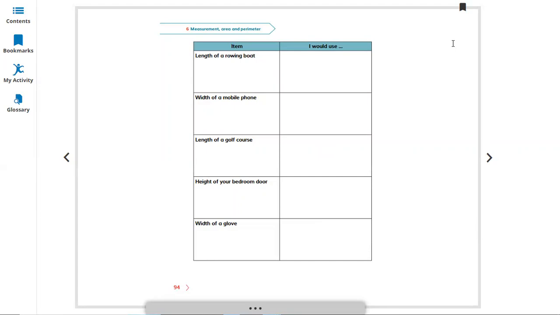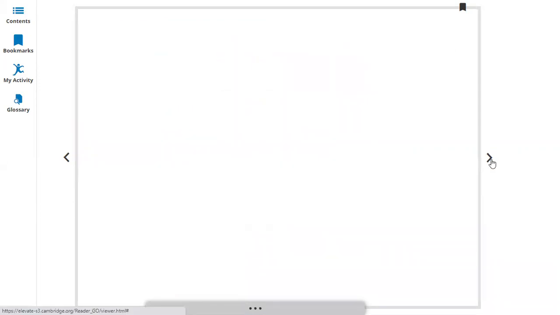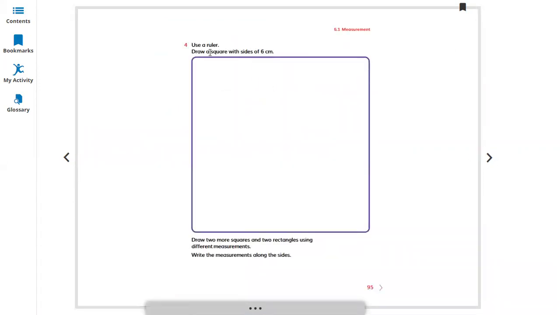Let's move to page number 95. Use a ruler, draw a square with the side of 6 centimeters. Draw two more squares and two rectangles using different measurements. Write this measurement along the sides. So you can do it with the help of a ruler.